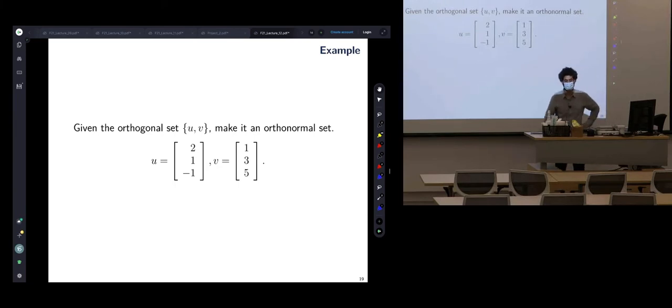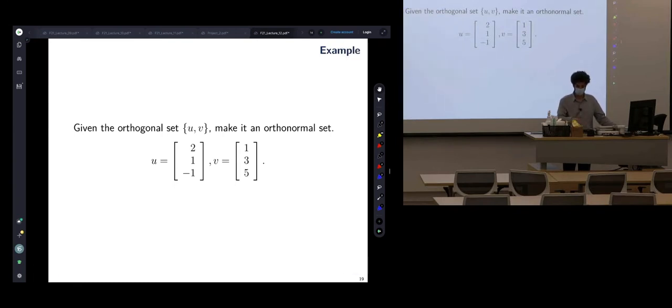Now, given an orthogonal set of vectors U and V, how to make it an orthonormal set? We're just building up the terminology, using the definitions to get used to what we defined. So, orthogonal set, we just defined that. That means U and V have a 0 dot product. For a set to be orthonormal, every pair of vectors must be orthogonal, and each vector must have a unit norm.